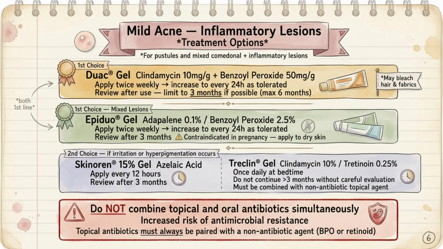For mixed disease, both comedones and inflammatory lesions, your first choice is Epiduo, as we discussed. If Epiduo causes severe irritation or hyperpigmentation, switch to your second choice, azelaic acid 15% gel, brand name Skinoren. Apply every 12 hours. Review at 3 months. An alternative second choice is Treclin, clindamycin 10% with tretinoin 0.25%. Apply once daily at bedtime.